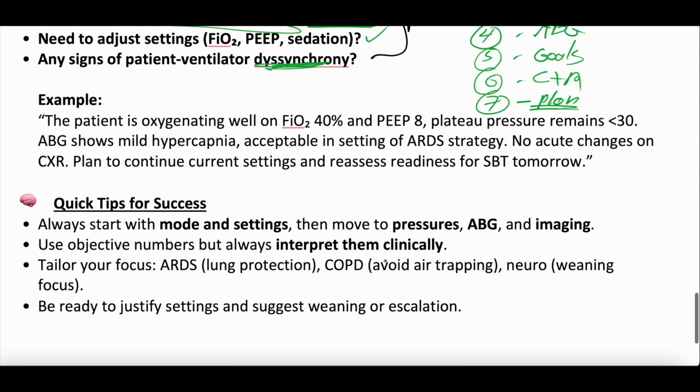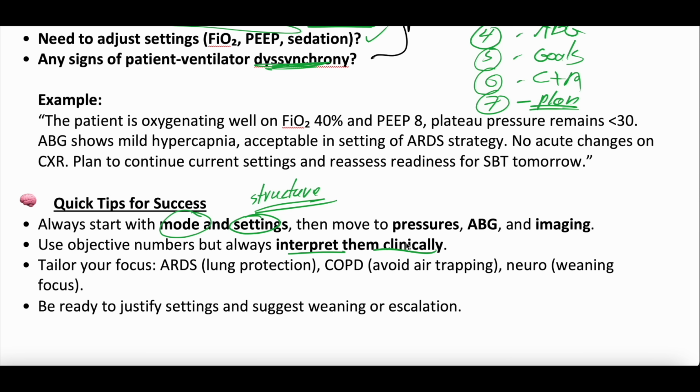So, quick tips for success. Always start with mode and settings. And really, this is all about repetition. Stick to a single structure and just do that every day for every patient over and over and over again. All right, use objective numbers, but then in the plan, interpret them clinically, right? So when you're presenting the numbers, just be objective. Don't use soft language like, their FiO2 is around 40-ish%. Really use objective: their FiO2 is 40%. But then when you're interpreting them clinically, you can interpret them. But when you're objective, stay objective.